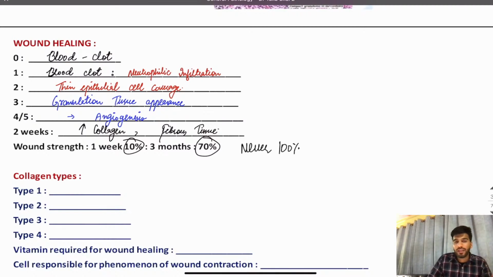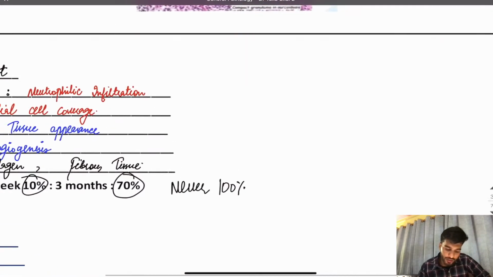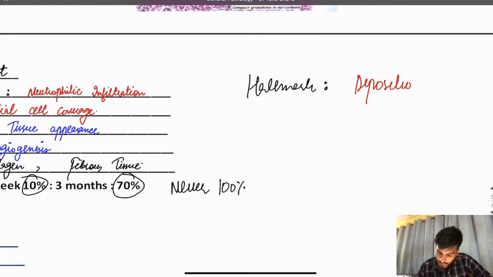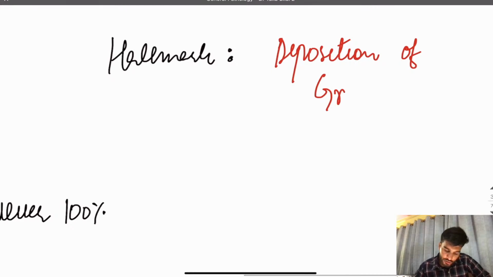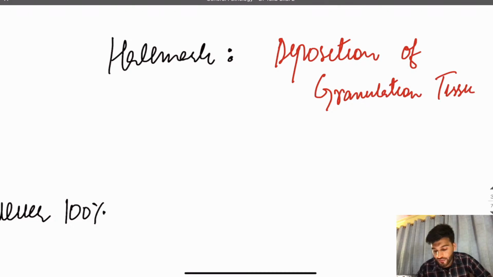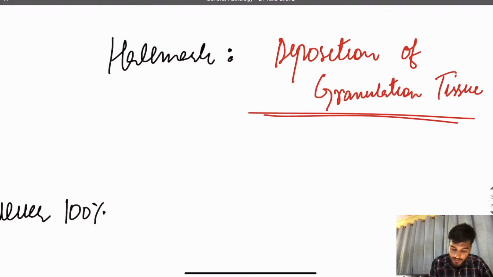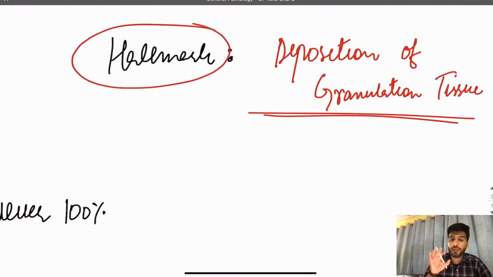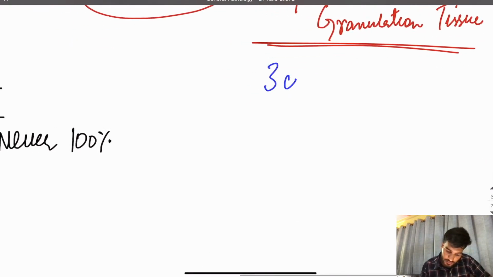Then we have primary wound healing and secondary. Primary for the clean wounds and secondary for the infected wounds. Then the hallmark of wound healing is deposition of granulation tissue. Now this deposition of granulation tissue has 3 components. Remember the components of this. What is the hallmark of wound healing guys? Deposition of granulation tissue. There are 3 components. Write it down guys.